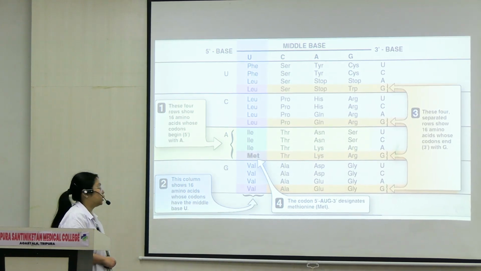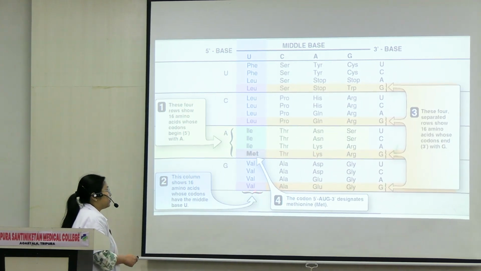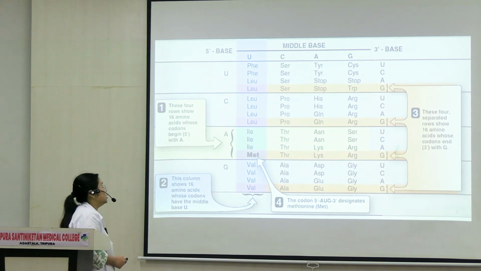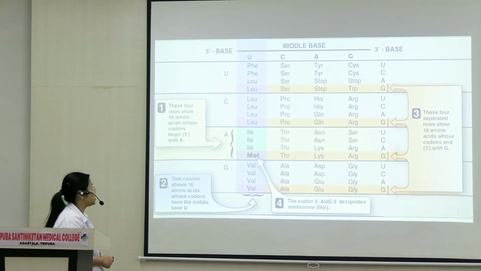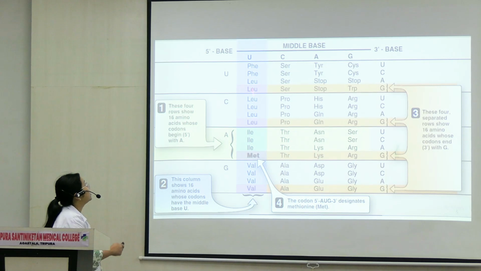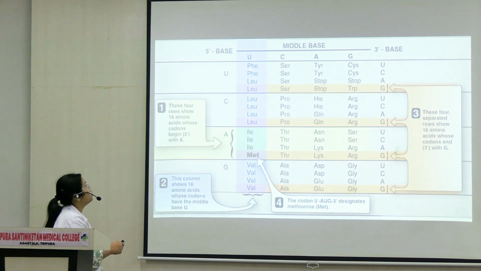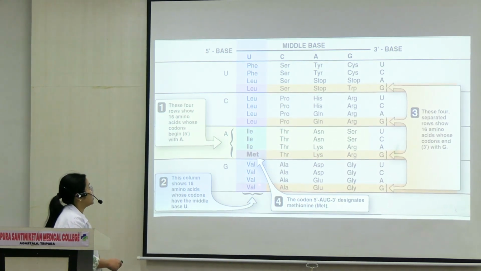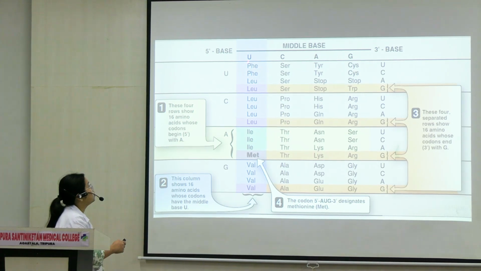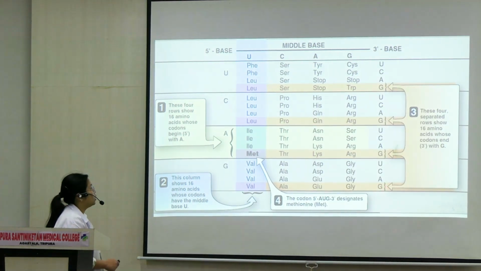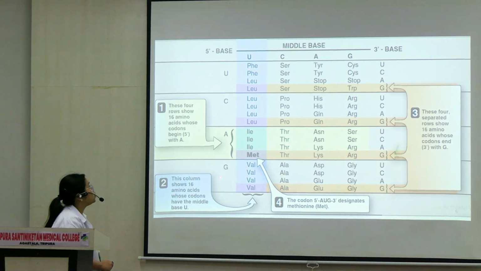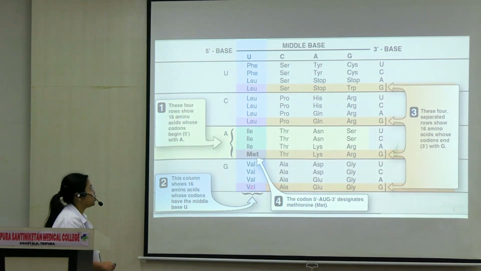For example, अगर हमको जानना है what is the code for valine over here, इसका first base कौन सा होगा? G here, right? Because this whole row is for G. So valine G, and its second, middle base is U over here, right? This is where it stands. So U, and the last base is represented by this one. So this is G. So valine will be coded by G, U, and over here G.